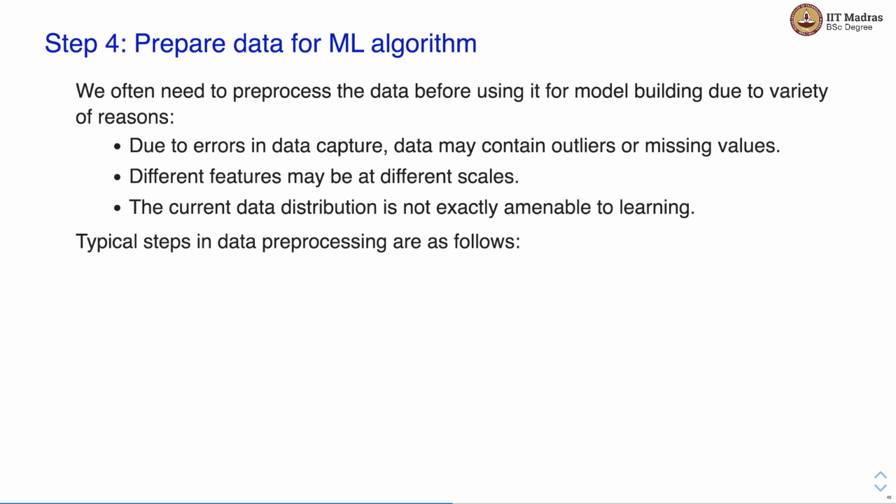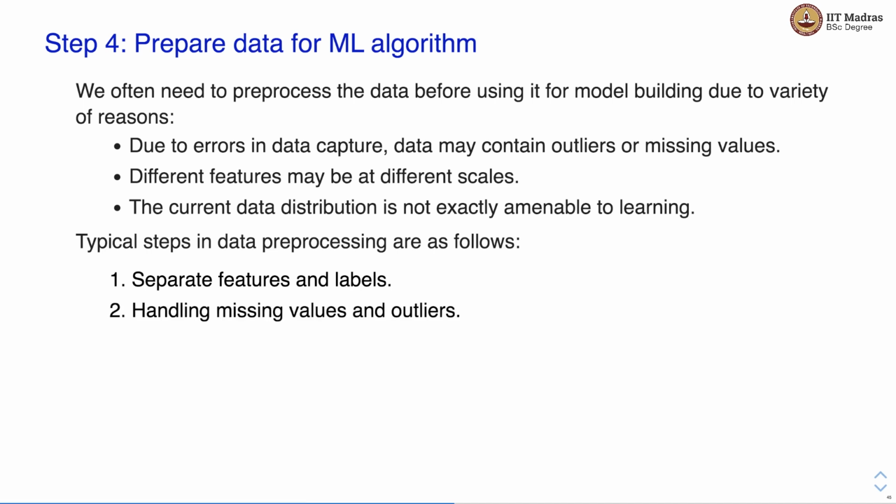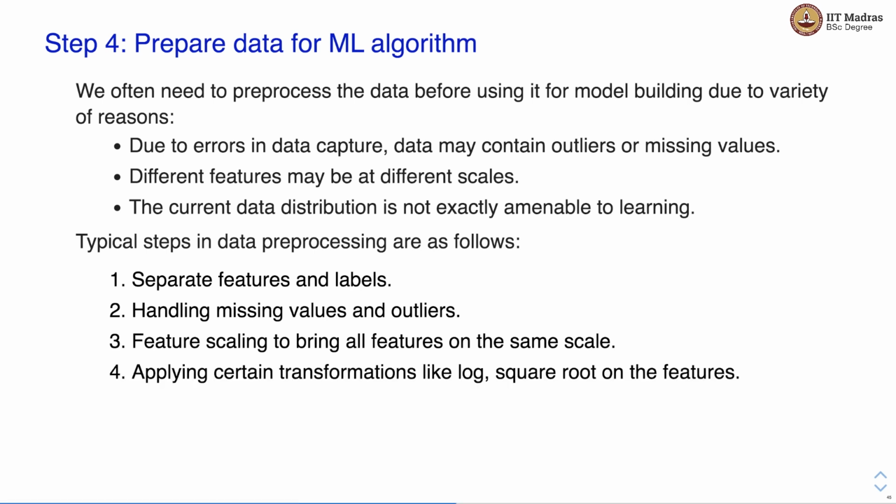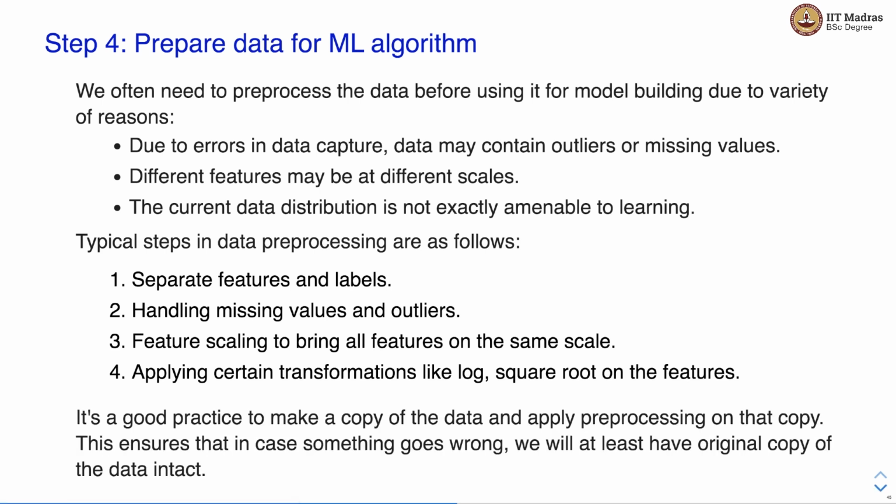So we apply certain steps for data pre-processing, and these steps are like separating features and labels, handling missing values and outliers, feature scaling to bring all features on the same scale, and then applying certain transformations like log, square root on the features. So you can see that these four steps that we are talking about are addressing the issues that we discussed a few minutes ago.